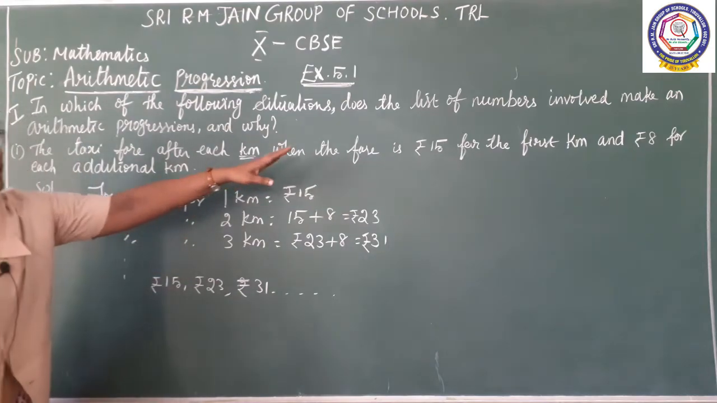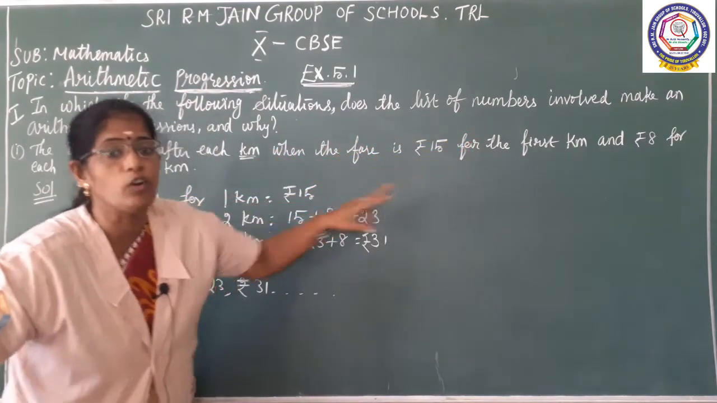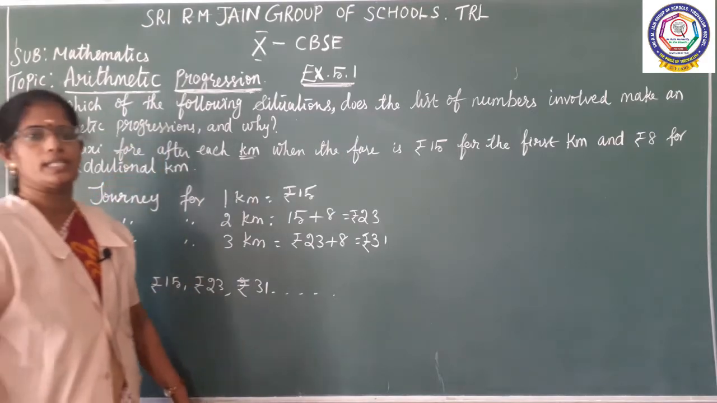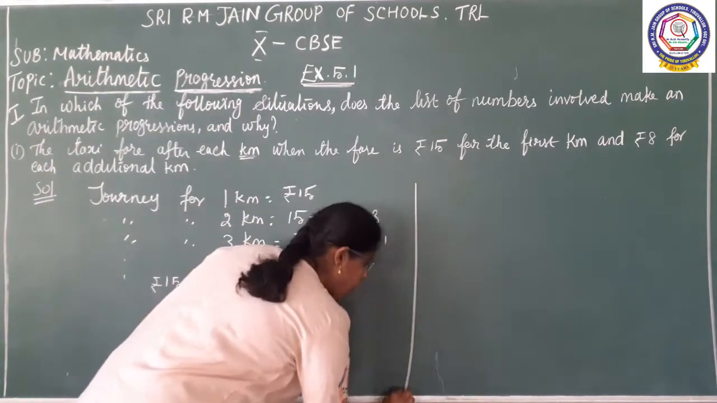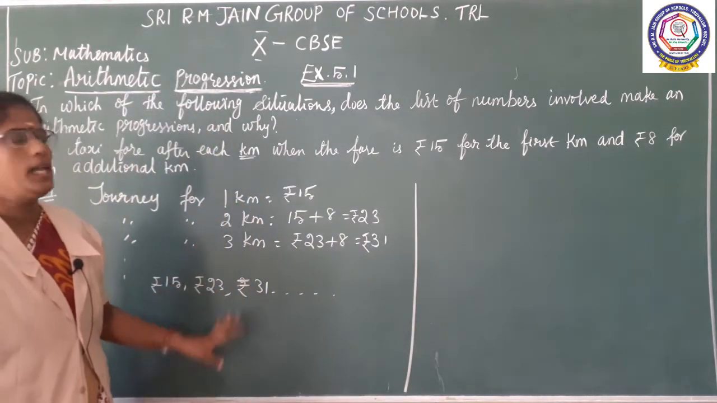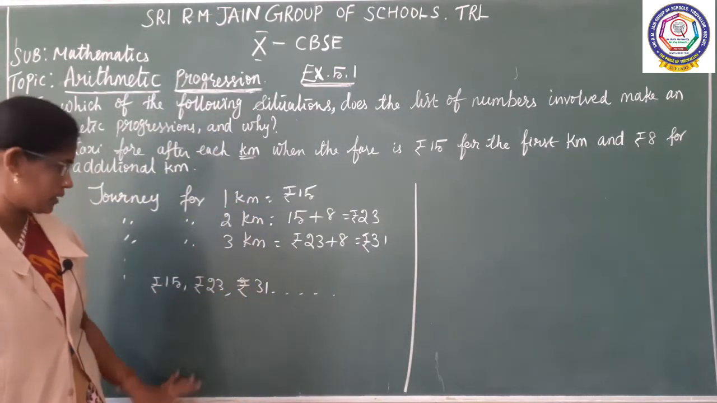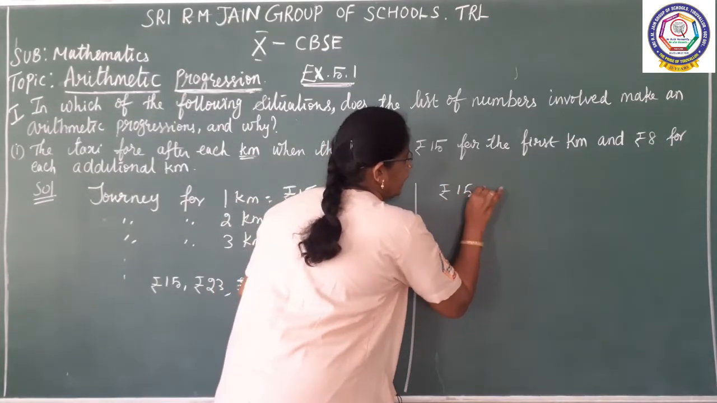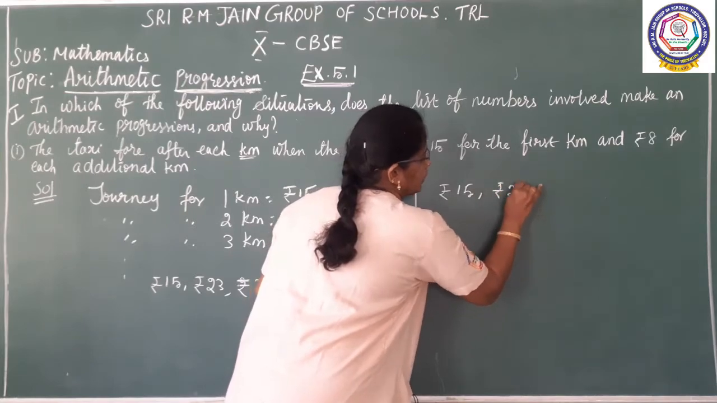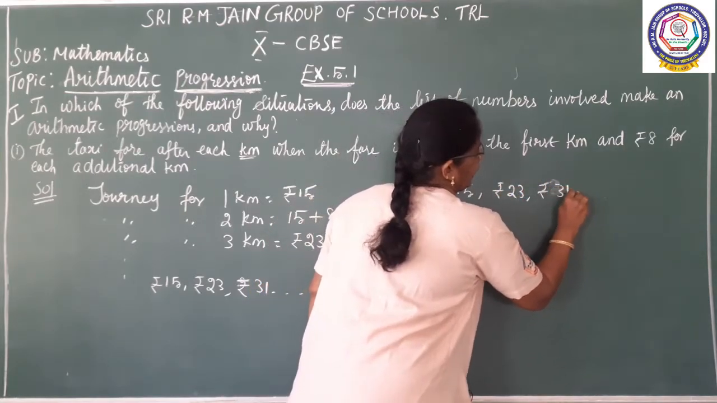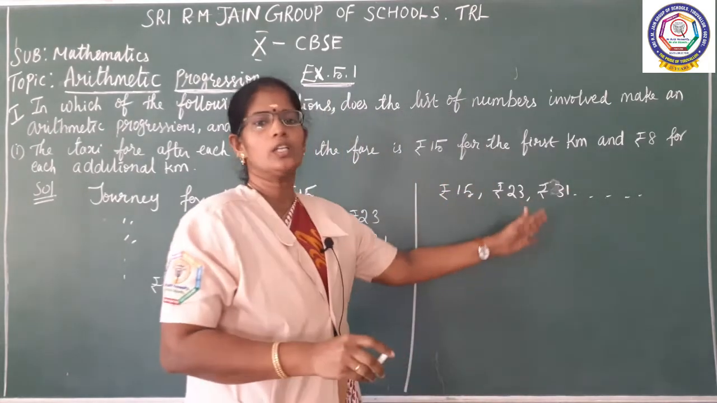See what the question asks. The list of numbers involved should make an arithmetic progression. So we have to check whether it is an arithmetic progression or not. How can you check that? If the common differences are equal, it is an arithmetic progression. So we have to write rupees 15, rupees 23, rupees 31 up to etc. How can you find out the common difference?